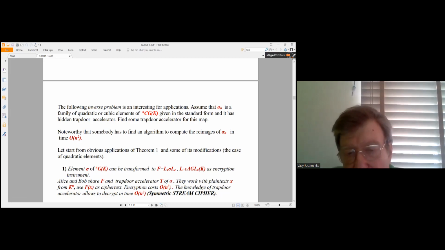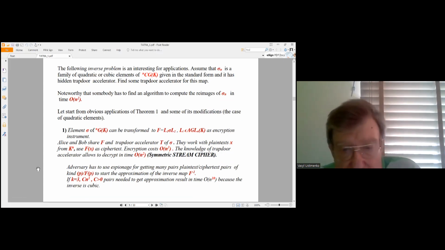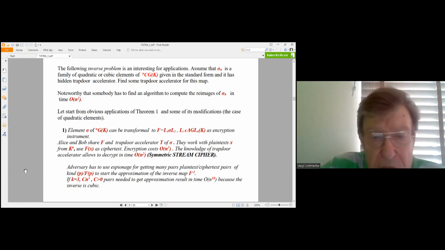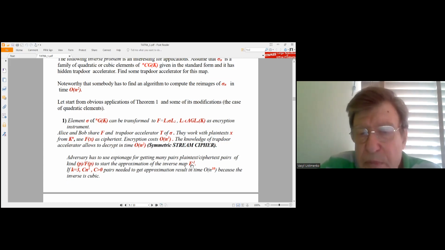O(n) cube we will get if the trapdoor accelerator T is not known for encryption. But it's important that Alice and Bob can decrypt in time O(n) square. Okay, but what can adversaries do to break this system? We think that Alice and Bob are keeping their linear maps Li and that trapdoor in secret. So the adversary has to use espionage for getting many pairs of plaintext and corresponding ciphertext, and start the approximation of the inverse map f^-1.